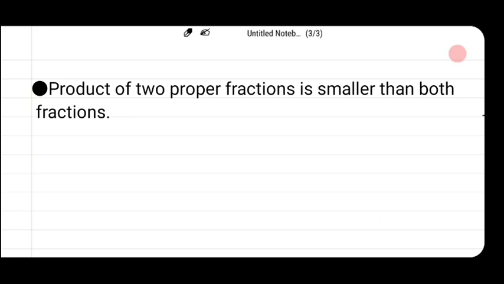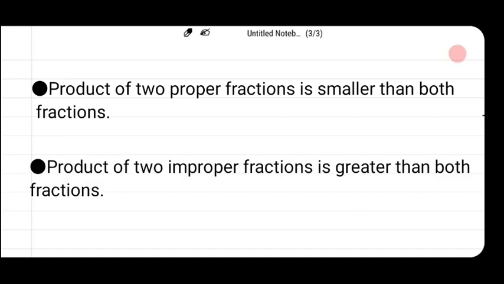There are two important points you have to learn: the product of two proper fractions is smaller than both the fractions. That means the product of two proper fractions will be smaller than both the fractions. And another point is the product of two improper fractions is greater than both the fractions. That means the product of two improper fractions will be greater than both the fractions.